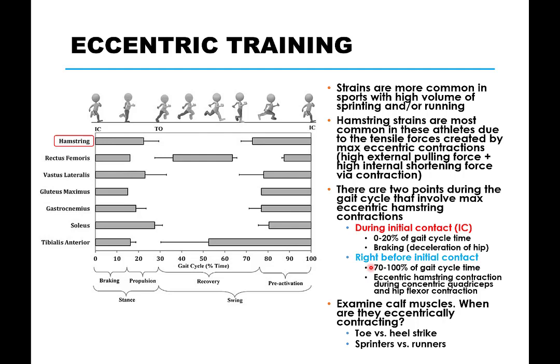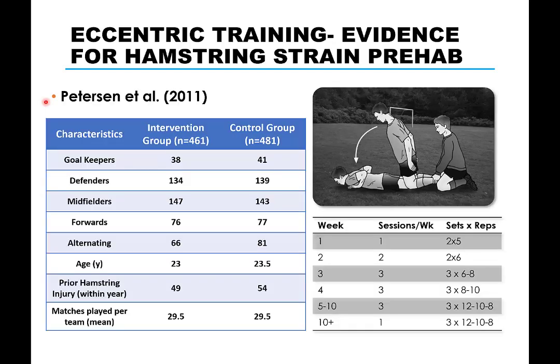Therefore, hamstring strain prevention is a very important component of prehab programs in sports. Therefore, eccentric overload hamstring training is a large focus of sports medicine research. Now, in a large intervention study of soccer players by Petersen et al. in 2011, researchers compared 461 players receiving eccentric overload hamstring training to a control group who did not perform eccentric overload hamstring training. The eccentric overload exercise for the hamstring included the Nordic hamstring curl as shown in the image on the upper right-hand corner.